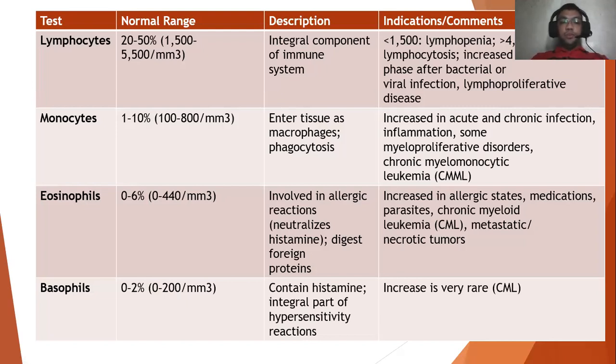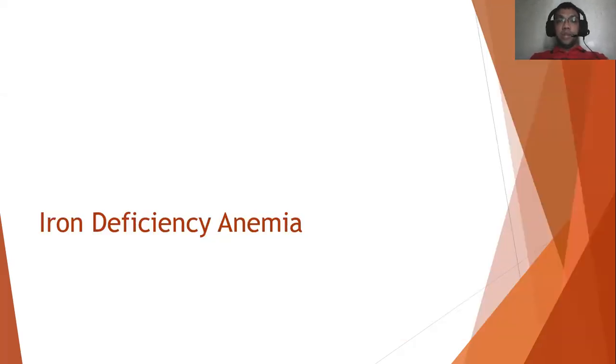Basophils 0 to 2%, that's 0 to 200 per cubic millimeter. So it contains histamine, which is integral part of the hypersensitivity reaction. These also will be increased if there's an allergic reaction, but increase is very rare. But they are helpful in the allergic reaction.